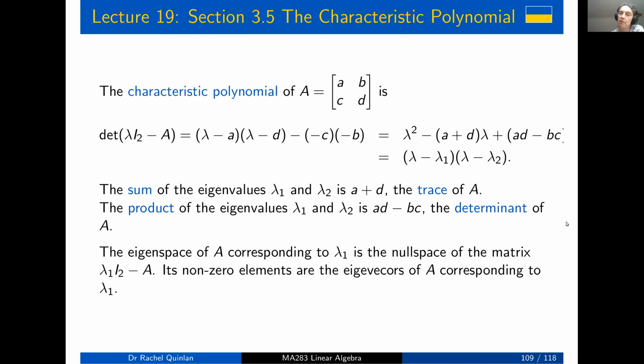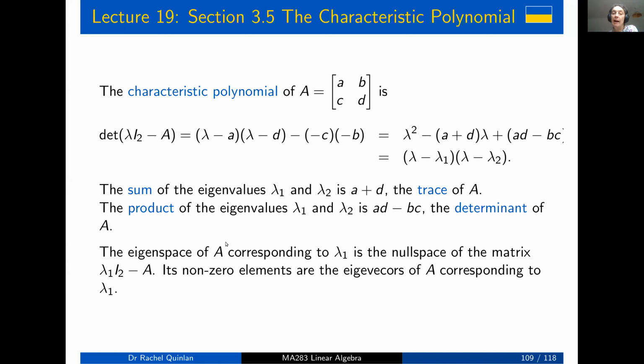So some version of this statement is true in general. It's a little bit more complicated because there are more coefficients around than just a constant term, a leading term, and a linear term. But nevertheless, the trace, determinant, and other particular combinations of entries of the matrix do turn up in the coefficients of the characteristic polynomial, and they have expressions in terms of the roots also.